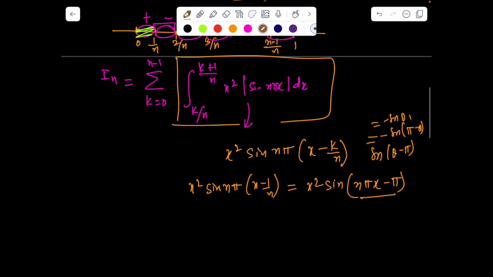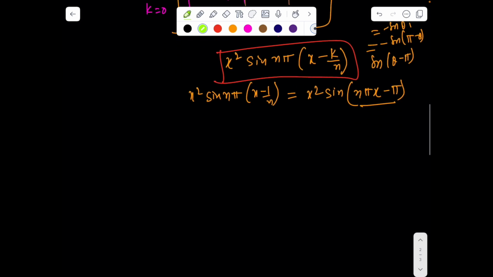So automatically it will open depending upon the value of k. So this smartness of mod of sine n pi x can be written in a very smart manner in this fashion. It will take care of all the intervals, whether to open it positive or negative. Right? So with this, now it's just routine. So we can open using integration by parts.